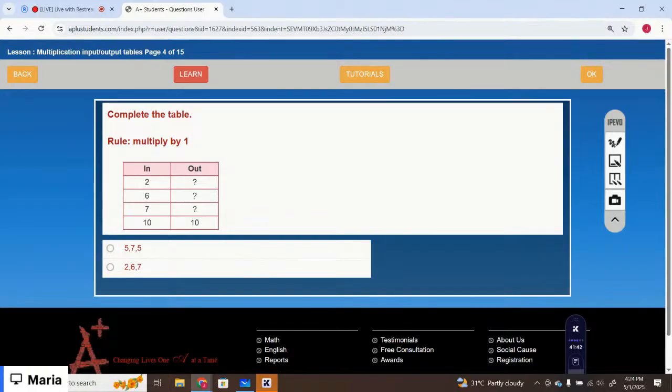Complete the table, multiply by 1. Which is the correct option?